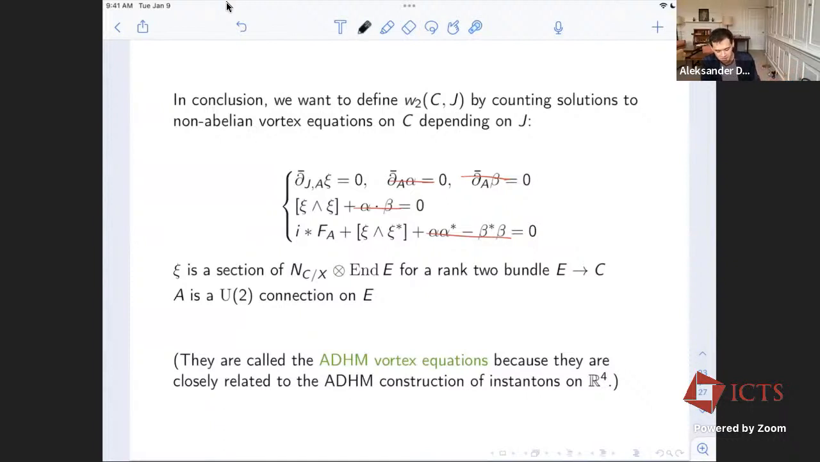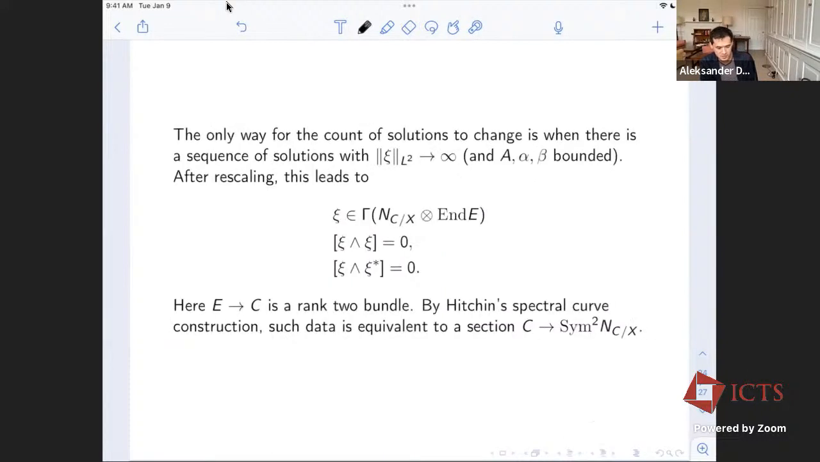So what could happen is that you have a sequence of solutions. Let's again forget about alpha and beta. You have a sequence of solutions such that the L2 norm of psi I goes to infinity. And this is the only way the number of solutions can change. This is what I wrote here. So again, alpha and beta don't really matter very much for this story, but psi can go to infinity.